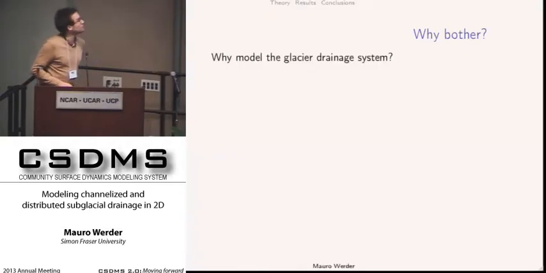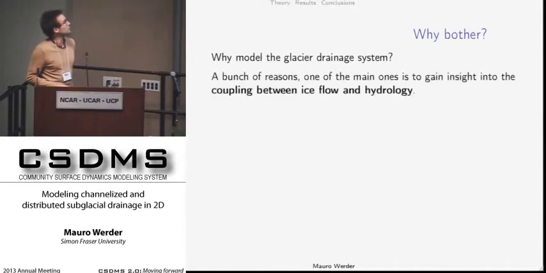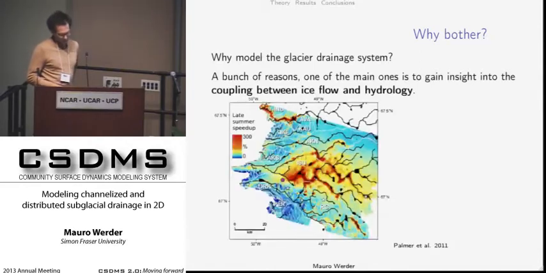So why should we want to model the glacier drainage system? There's a couple of reasons. One of the main ones is that there is strong coupling between ice flow and hydrology. For example, this is a figure by Palmer showing part of the Greenland ice sheet margin, and red indicates high flow speed, and the black lines indicate the main axis of the subglacial drainage system, and there's a strong correlation.